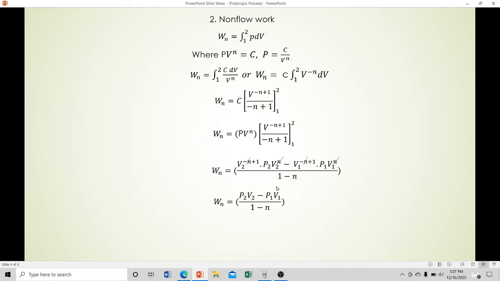So your equation above can be rewritten into the form mR(T2 minus T1) over 1 minus n, because your P2V2 is equivalent to mRT2 and your P1V1 is equivalent to mRT1. So your mR is a common factor. We have mR(T2 minus T1) over 1 minus n.